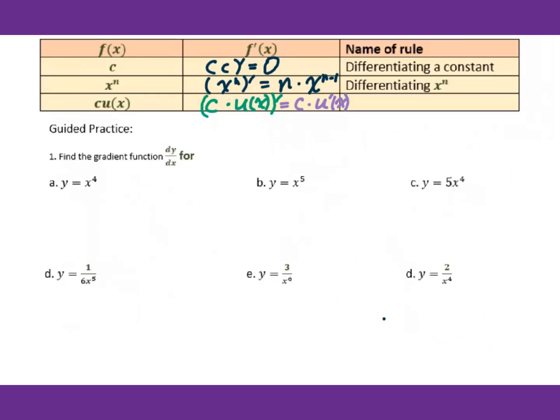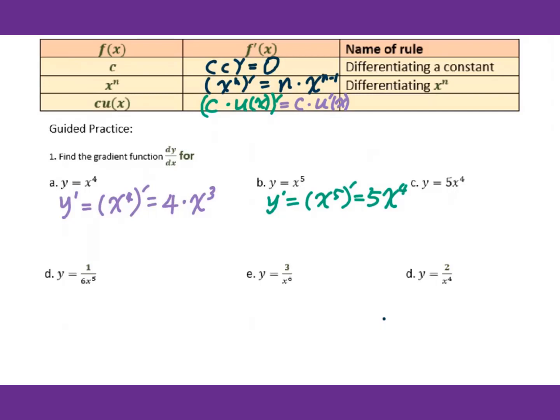Now let's go to guided practice. We have y prime equals x to the 4th power prime. That is 4 times x to the 3rd power. For b, y prime equals x to the 5th power prime equals 5 x to the 5 minus 1, the 4th power.